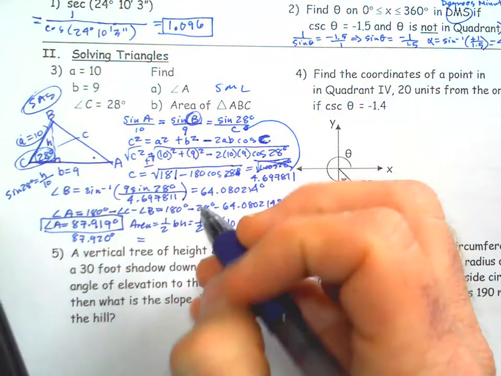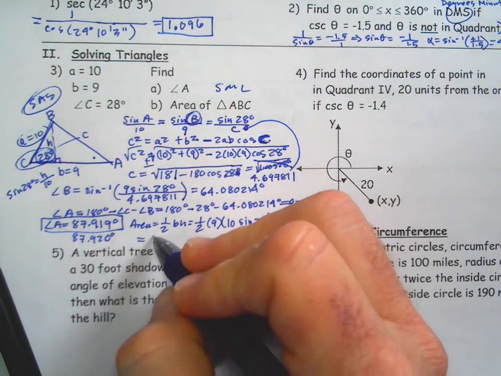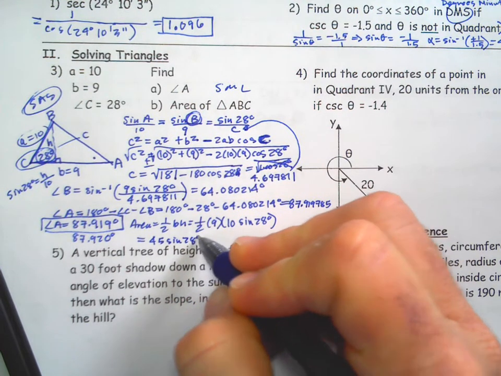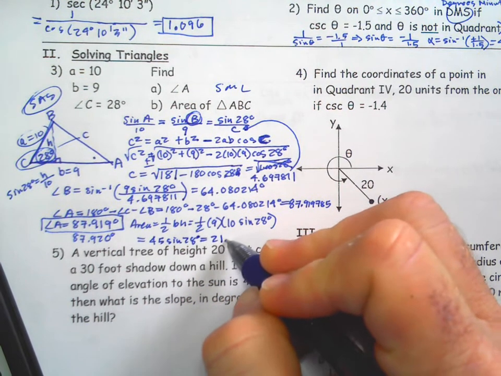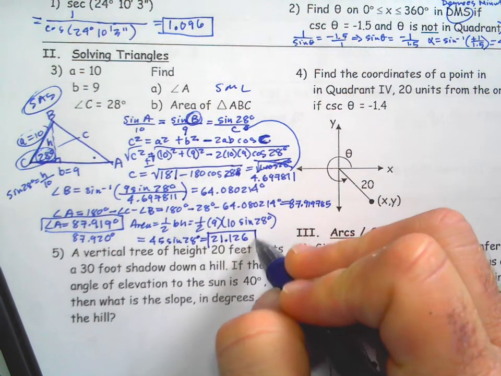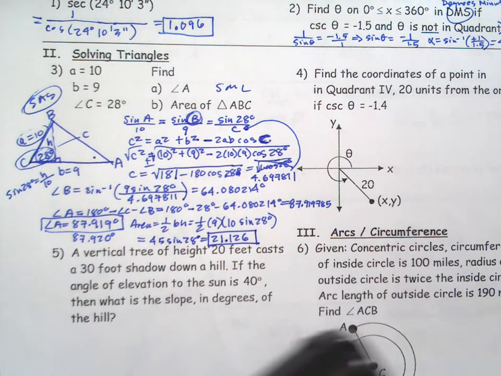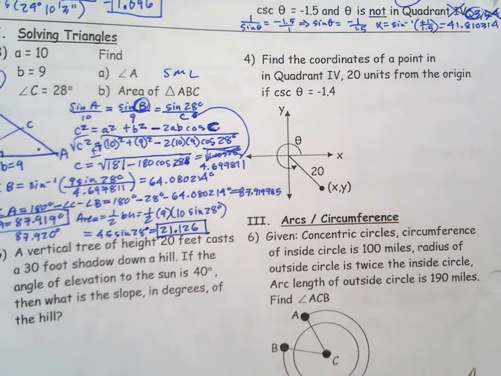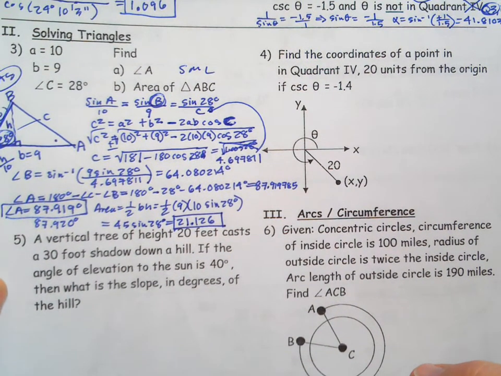Now, we could give an exact answer too. We could say 45 sine 28. Simplified answer, but it's 21.126. And there are no units, so you don't need to put any kind of units there. So, okay, you could easily have a problem like that on your test.